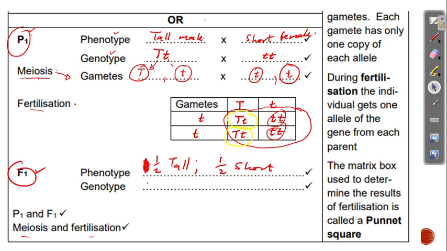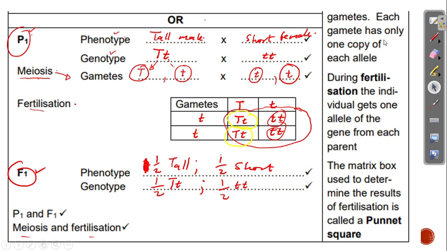And then what happens? We want genotypes like this. 1 over 2 are big T, small t, and then 1 over 2 are small t, small t. Now, if you have finished the cross, you have gained 6 marks. Don't waste time, you have finished.